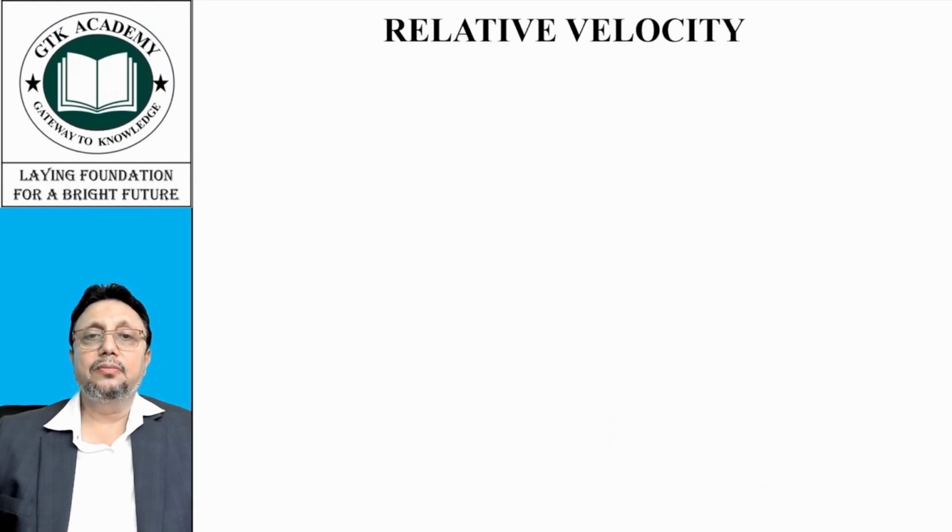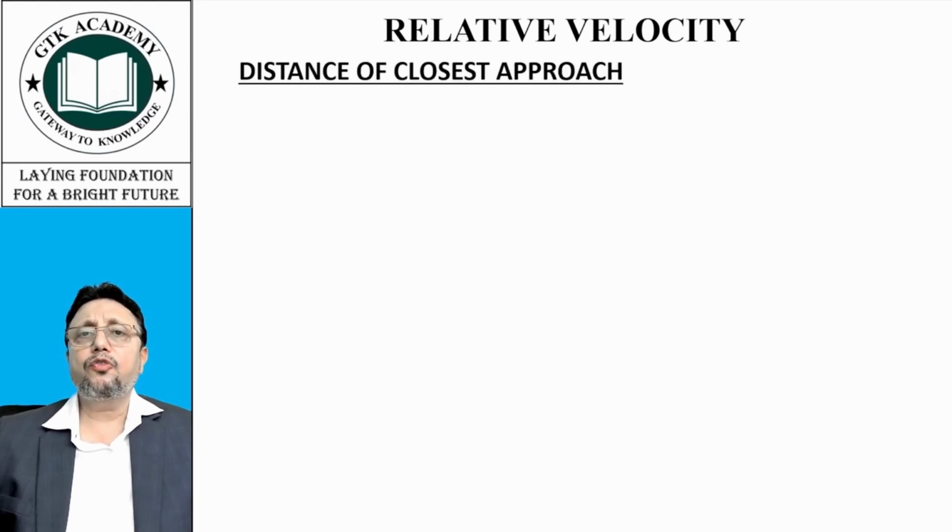The other important concept is distance of closest approach. If two objects are moving in different directions, how close can they come to each other? That is called the distance of closest approach.